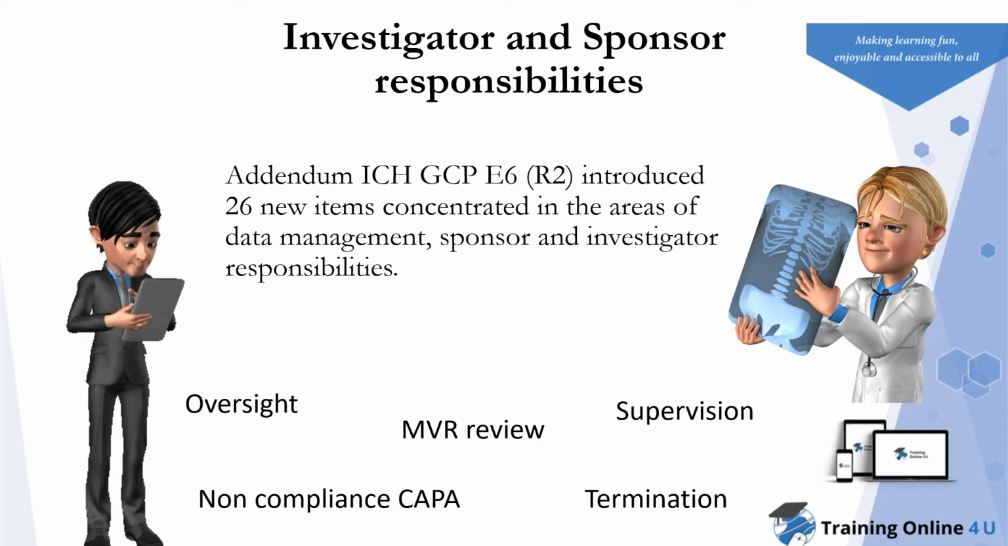The E6R2 addendum made the most additions to the role of the sponsor. There was non-compliance. This has been amended to include the need for root cause analysis and corrective action in the case of significant non-compliance. Termination. This new section mentions the requirement to terminate an investigator's participation in a trial if there is a serious or persistent non-compliance, and that the sponsor is to report this to the RA. If there is a serious or persistent non-compliance from the investigator, then the sponsor is to shut the site.